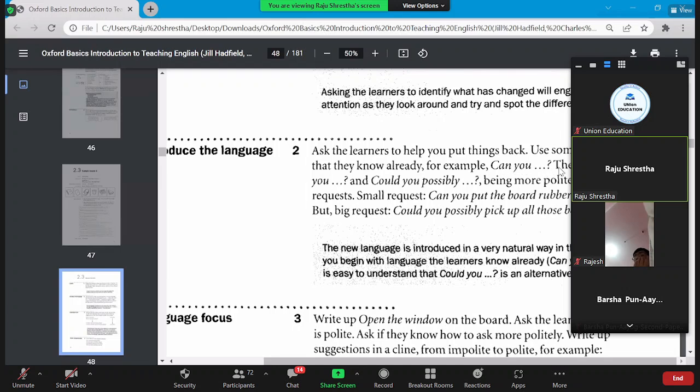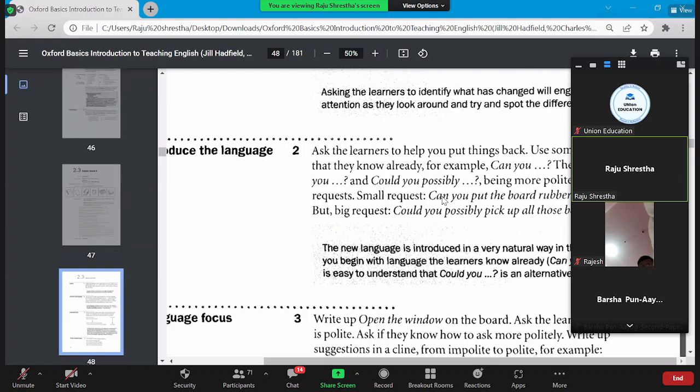For example, could you, and then add could you, could you possibly, being more polite for bigger request, small request, could you put the board rubber back, please? But could you possibly pick up all those books? This was scene setting. In the scene setting stage, when we teach requesting and responding, we put classroom objects in different locations, not in proper order, randomly.